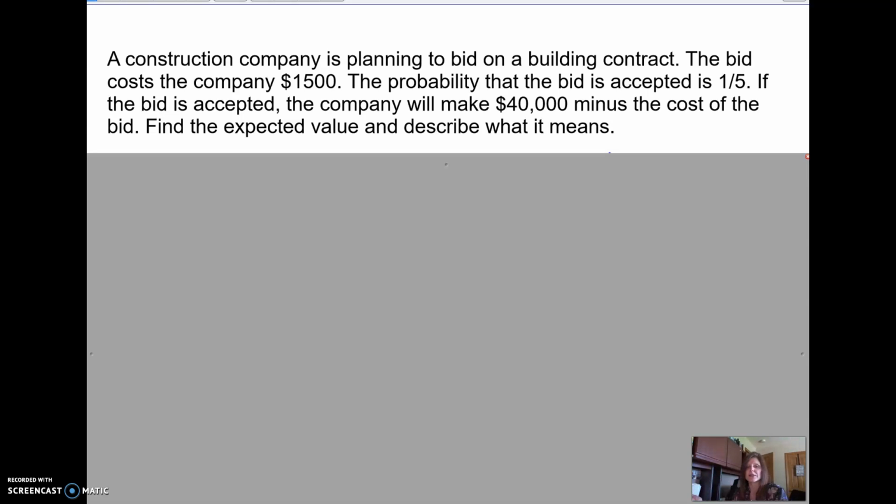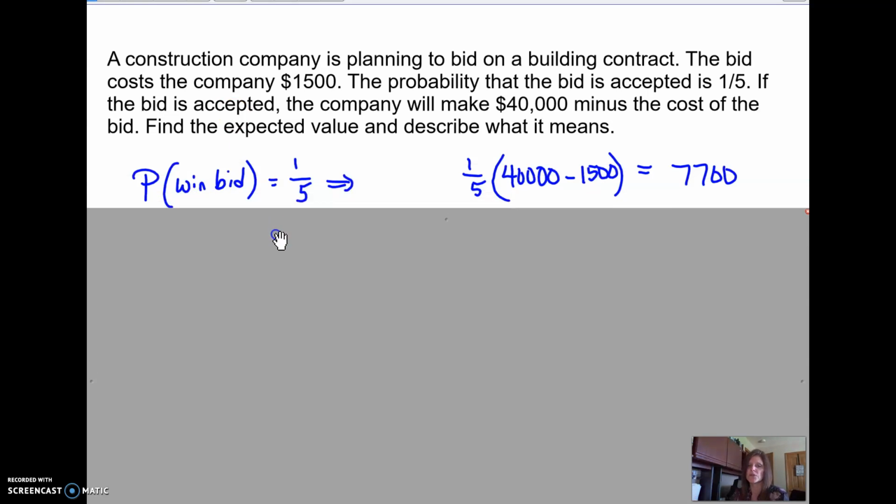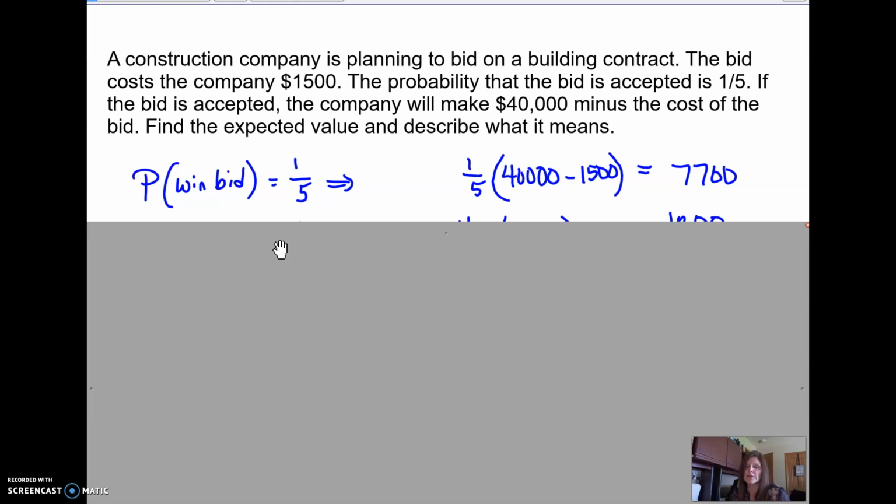So we want to find the expected value and describe what that means. All right, so let's talk about this. The first thing is, what's the probability that they win the bid? 1/5. And what's the outcome of that? Well, they get $40,000, but remember they spent $1,500. So we're going to take 1/5 times the quantity of $40,000 minus $1,500 and come up with $7,700.